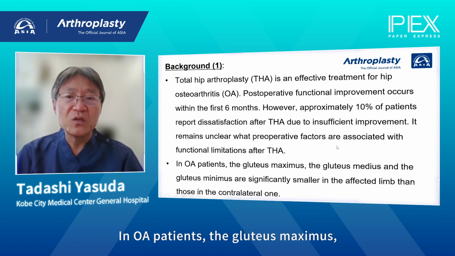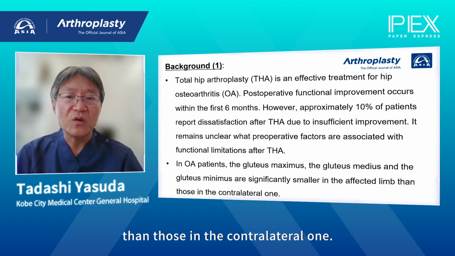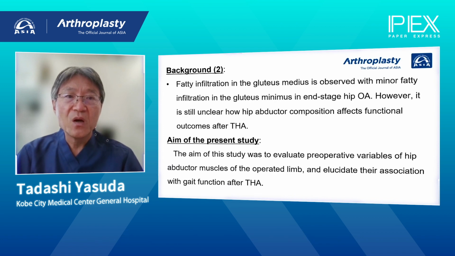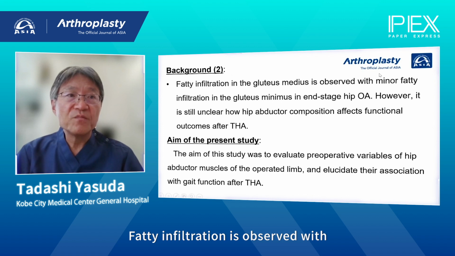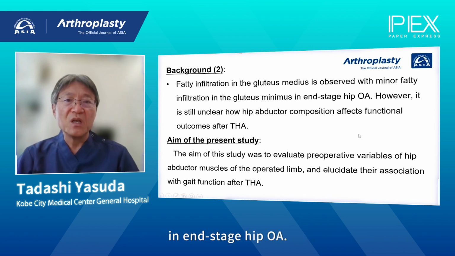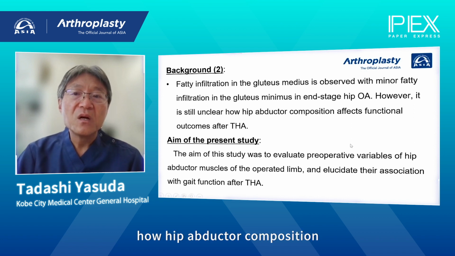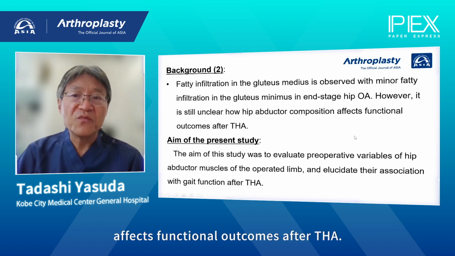In OA patients, the gluteus maximus, the gluteus medius and minimus are significantly smaller in the affected limb than those in the contralateral one. Fatty infiltration is observed, with minor fatty infiltration in the gluteus minimus in end-stage hip OA. However, it's still unclear how hip abductor composition affects functional outcomes after THA.